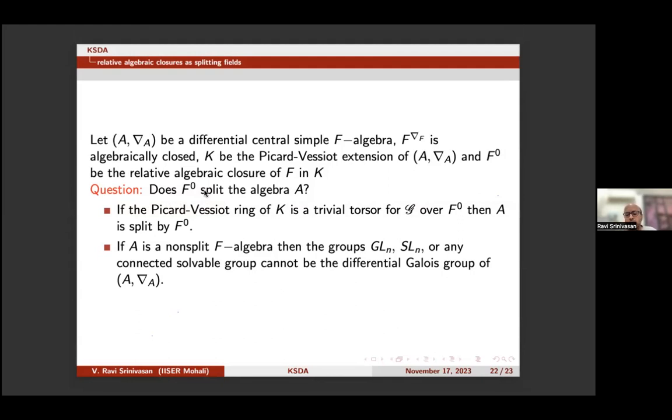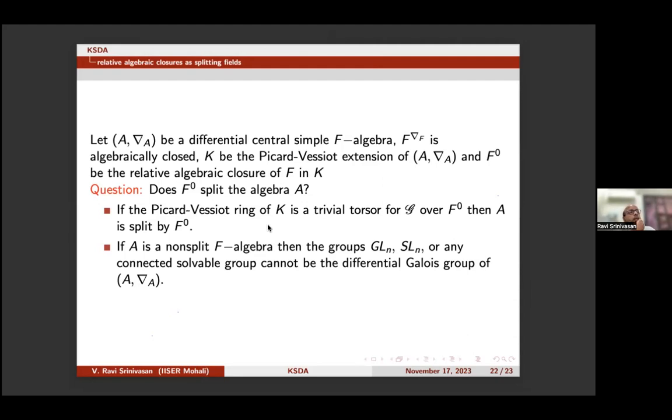But otherwise, it doesn't seem to be. However, there are cases where, if the Picard-Vessiot ring happens to be a trivial torsor for the connected component of the group over F naught, then the Picard-Vessiot extension becomes a purely transcendental extension.